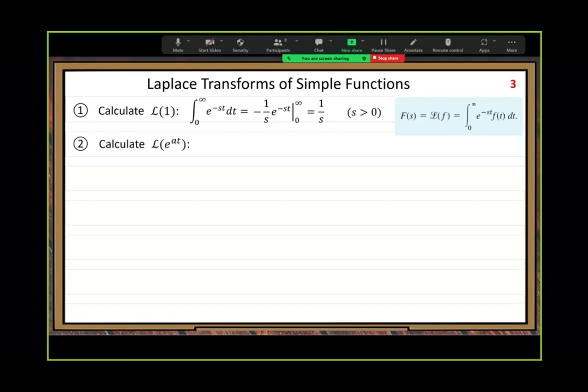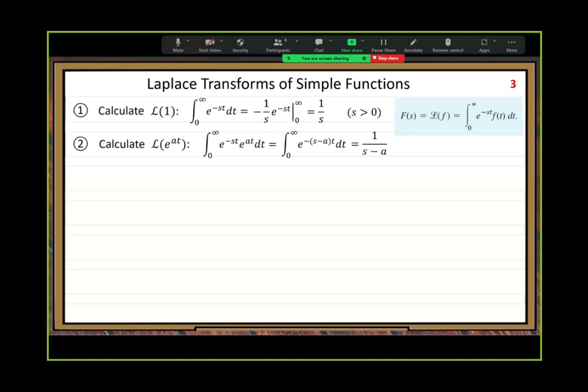Second one, calculate the Laplace transform of e to the a t, where a is a constant and t is the variable. For this one, we apply the formula. Here it is the same structure, same base, e base function. So we combine the exponent part. In the parenthesis, s minus a has the same role as the S before. Same position, same situation.